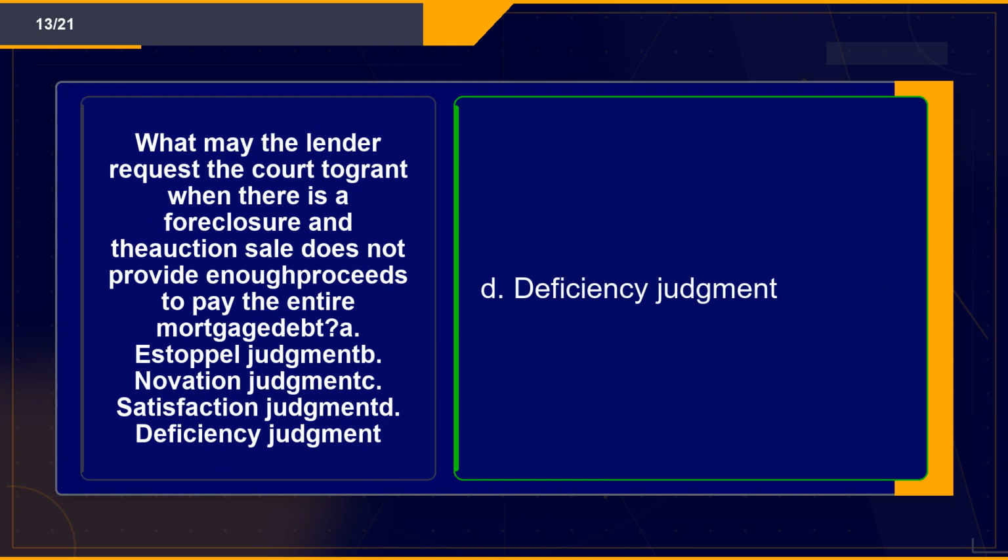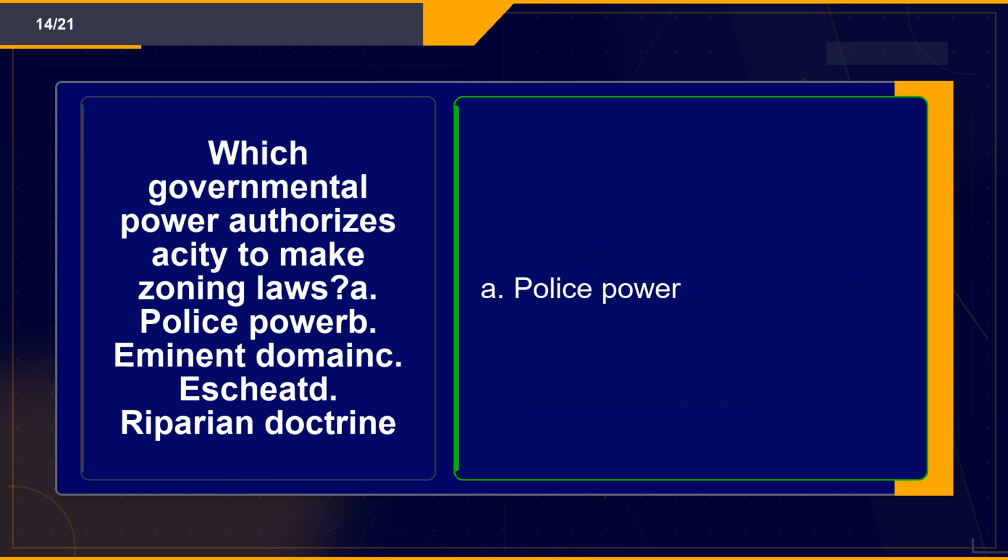Flashcard 13. Term. What may the lender request the court to grant when there is a foreclosure and the auction sale does not provide enough proceeds to pay the entire mortgage debt? A. Estoppel judgment. B. Novation judgment. C. Satisfaction judgment. D. Deficiency judgment. Definition. D. Deficiency judgment.